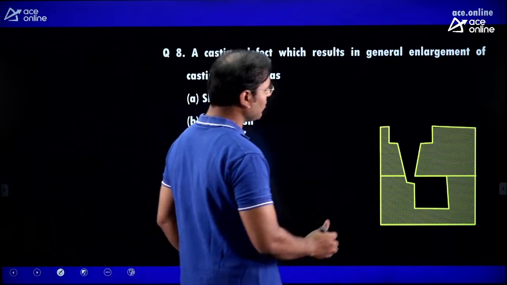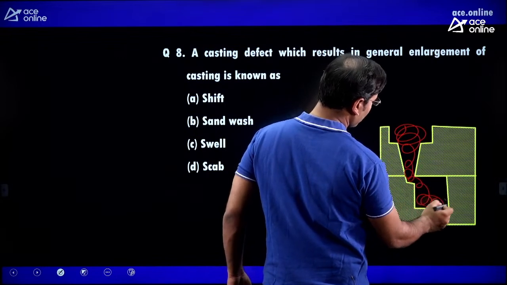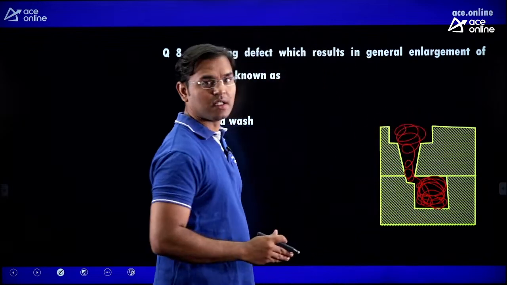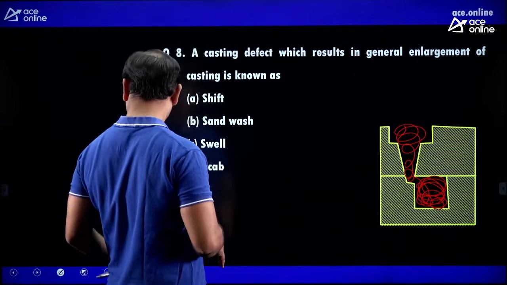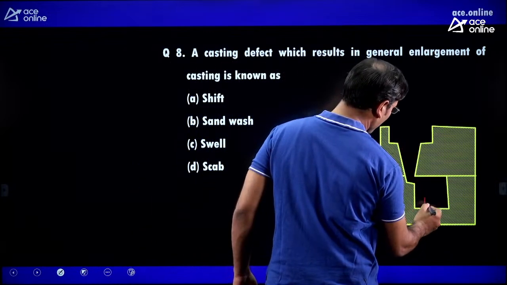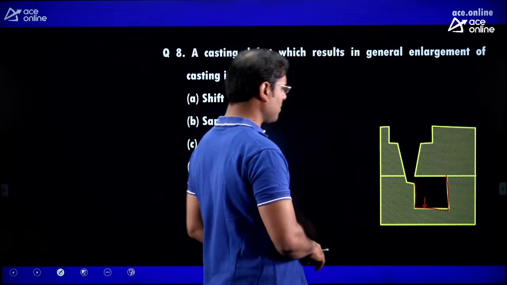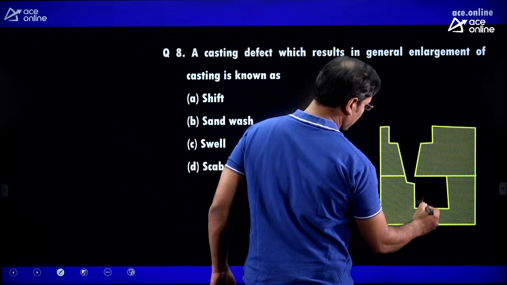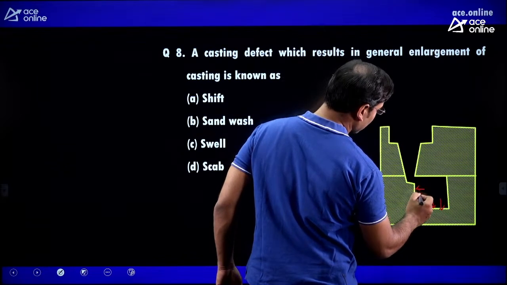Just see, we are pouring the molten metal into the pouring basin, then it is entering into the sprue, runner and ingate. When we are pouring the molten metal, then because of metallostatic pressure, what is meant by metallostatic pressure? The molten metal is giving force on that mold wall. This boundary is the mold wall. And that molten metal is giving force onto the mold wall, and because of that force, the boundaries or the size of this casting cavity can increase.